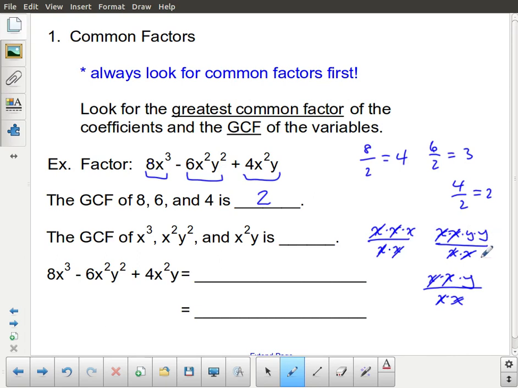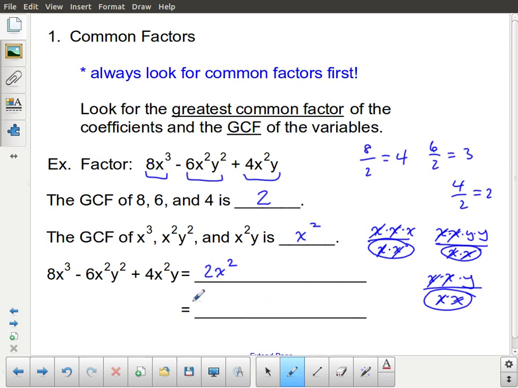I could divide this one by y, but there are no y's for me to divide by here. Well, there's a y for me to divide by here, but I need to divide by the same thing everywhere. So it looks like my answer is the x times the x, which is x squared. So that is my greatest common factor of the variable terms. So the way that I'm going to do this is I'm actually going to take out the greatest common factor of 2x squared.